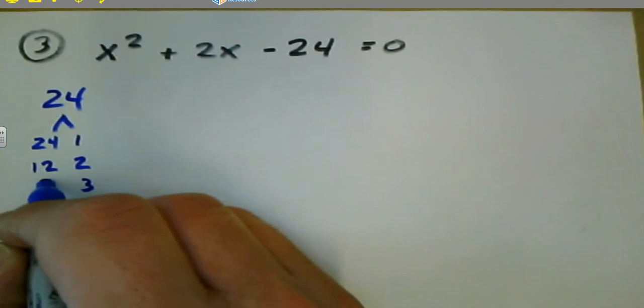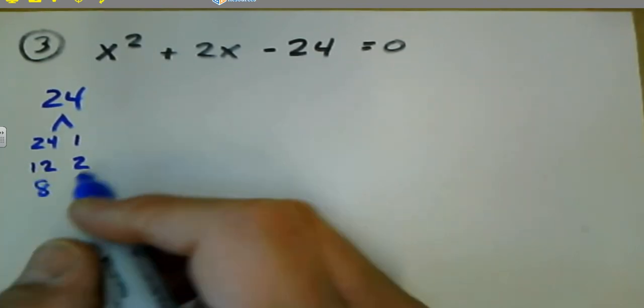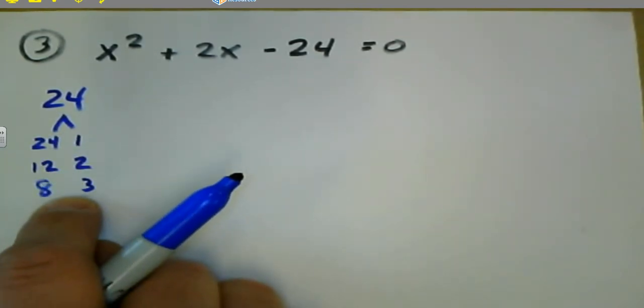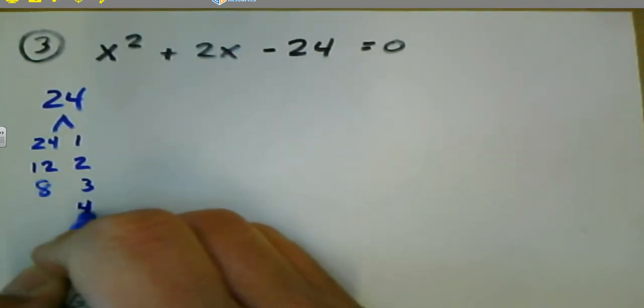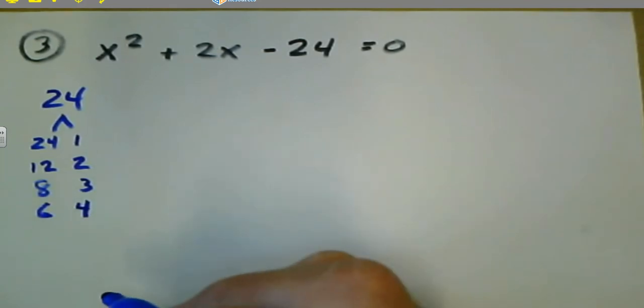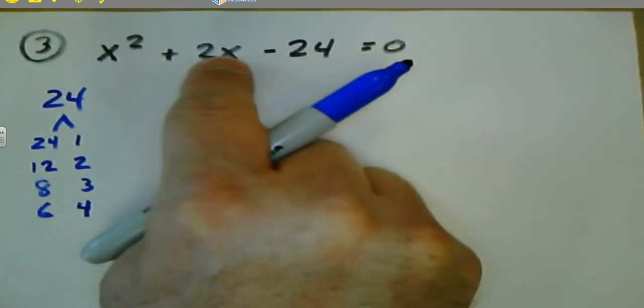3 will work. That's our 8. Adding it together, you get 11. Subtracting it, you get 5. That's not 2. So we're going to go to 4, and that's 6. And that will work, because if I subtract them, I'm going to get 2.